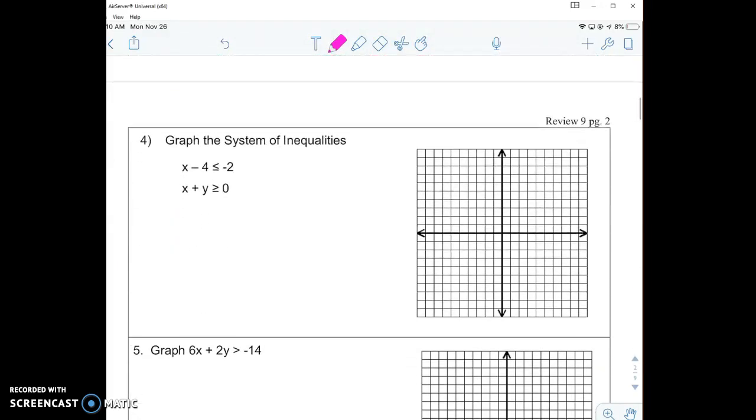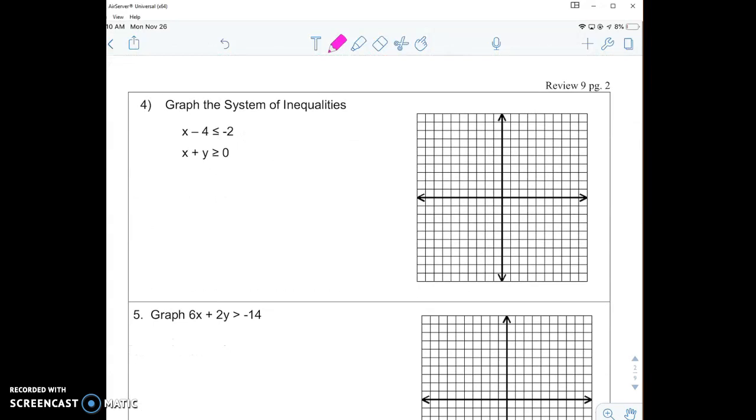Moving on to the next page. Number 4, graph the system of inequalities. If I take a look at my first line, I have x minus 4 is less than or equal to negative 2. I do not have a y, so I'm going to solve this for x. I'm going to start by adding 4 to both sides. And I get x is less than or equal to negative 2 plus 4, which is positive 2.